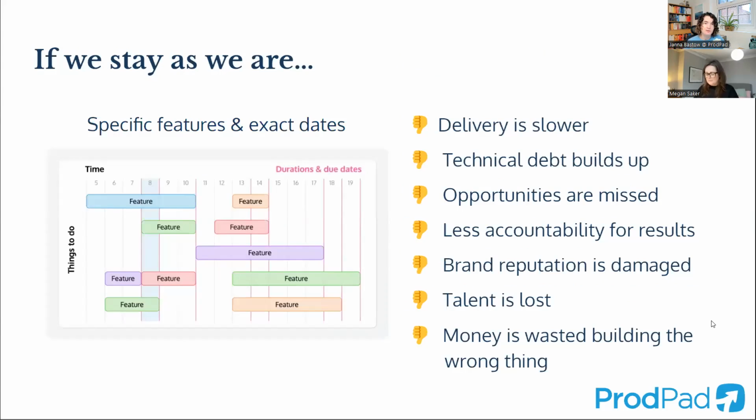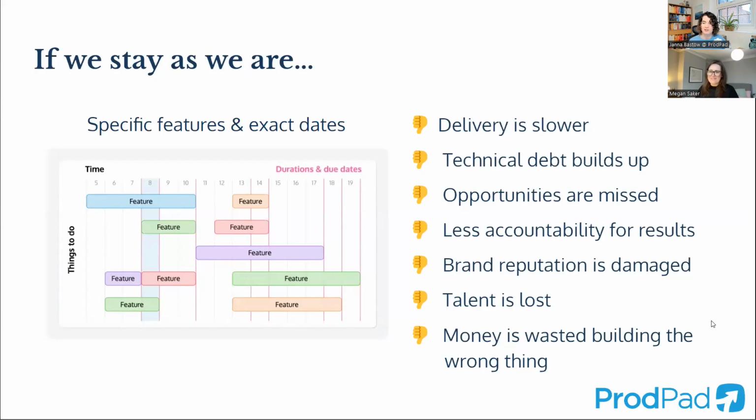And if we don't move, then what tends to happen is things get delivered more slowly, right? People put in that buffer time and work expands to fill that time given. That's called Parkinson's law, and it's a real trap that you run into with a timeline roadmap. Your tech debt starts building up because the quality of product gets shipped is lower because people are constantly rushing things out the door. You end up missing opportunities. You end up with the team being less accountable for the results. They're just focused on getting something out the door. And it can lead to your brand reputation being damaged. It can lead to people leaving, developers getting frustrated, or product people getting frustrated. And frankly, money ends up being wasted building the wrong thing. Does this sound familiar to anybody?